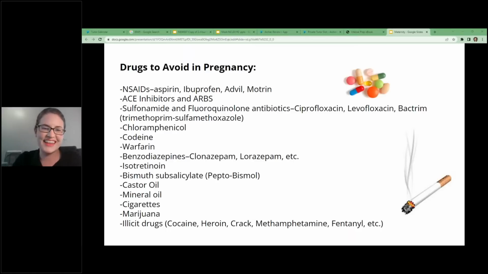Cigarettes, of course, that increases a lot of health risks, increases the risk for cleft lip, cleft palate. It increases the risk of bleeding with pregnancy. It causes lower fetal birth weight. And it's really not healthy for the pregnancy.